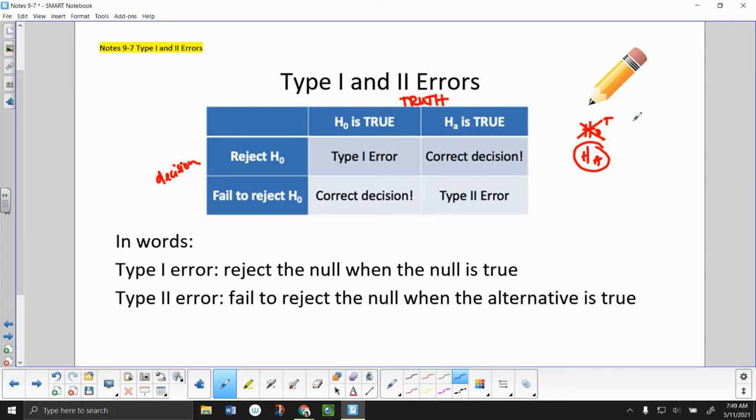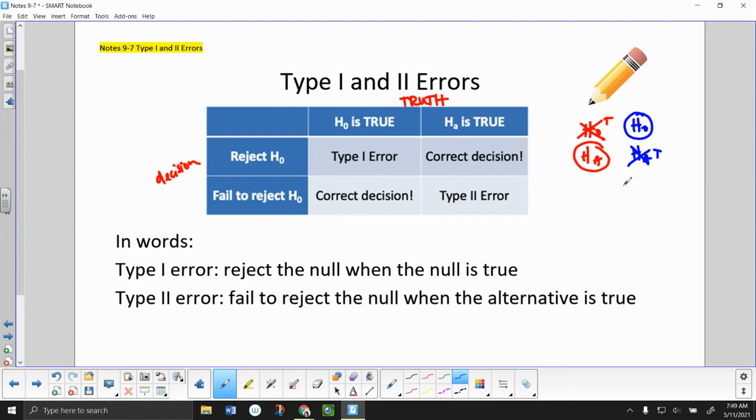The opposite is when we fail to reject our null hypothesis. We fail to reject it, which means we have to cross off our alternative. However, our alternative is true. So when we fail to reject our null hypothesis, we're not really concluding that the null hypothesis is true, but we kind of are in a sense. That is a type 2 error, because we chose the wrong one, is what you can think of. If we fail to reject the null, and the null is true, then that's the correct decision.